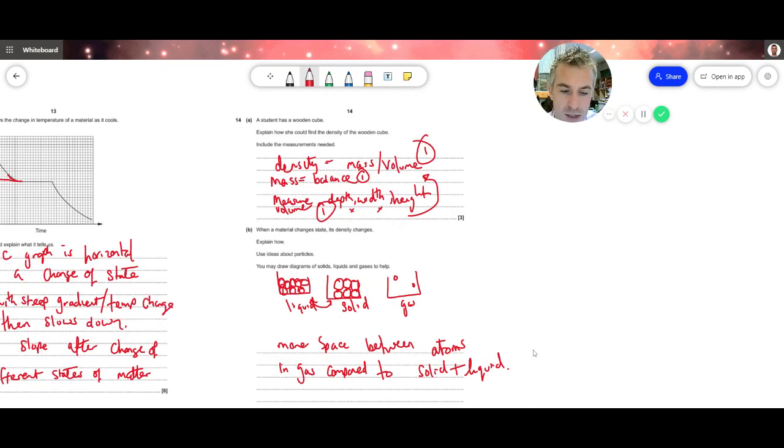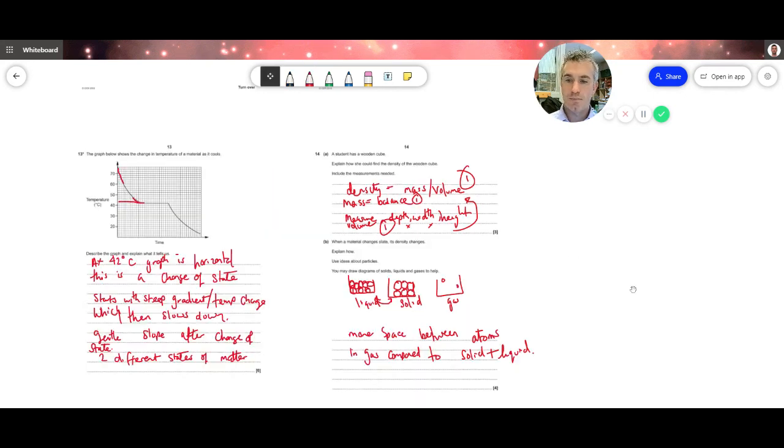It does say solids are denser than liquids and liquids are denser than gases. That's not actually the same for water, so I don't know that. I think if you just basically talk about the different states, how their particles are arranged, we get 1 mark each, and then talk about as the particles or atoms or molecules move further apart, there's more space, so their density goes down.